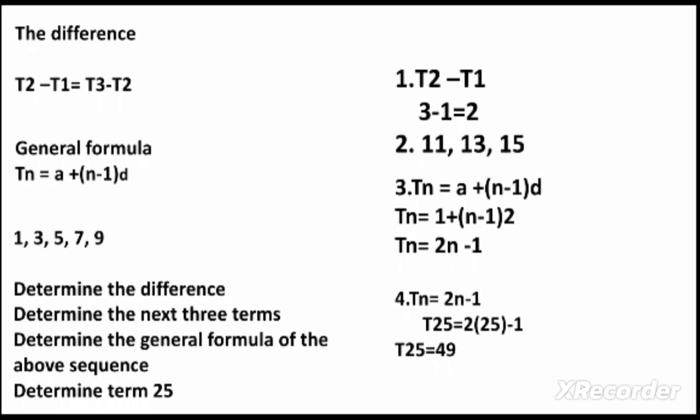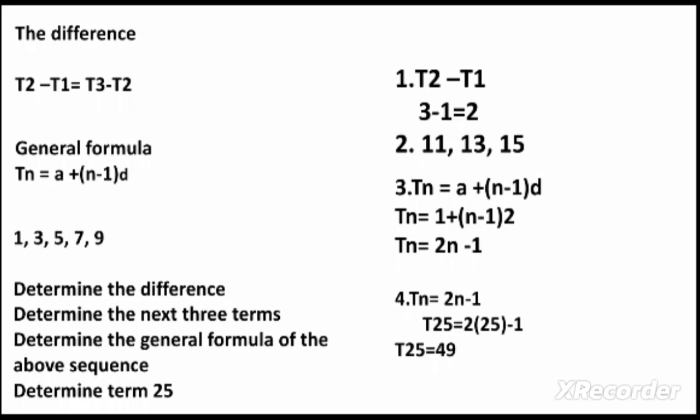The next question says determine the general formula of the above sequence. So when they're asking this question, you don't just write Tn is equal to a plus open bracket n minus 1 close bracket d. This is the formula that you're going to use on all your sequences that you're going to be given. But they want the general formula specifically for this sequence. You're going to use Tn is equal to a plus open bracket n minus 1 close bracket d. You substitute the numbers on the sequence. A, which is the first term, is 1, and then n minus 1, d is the difference.